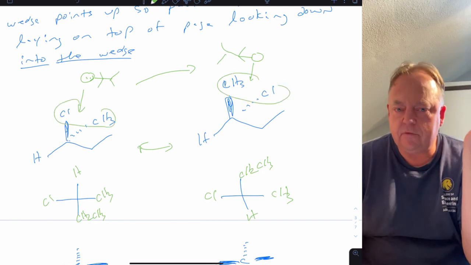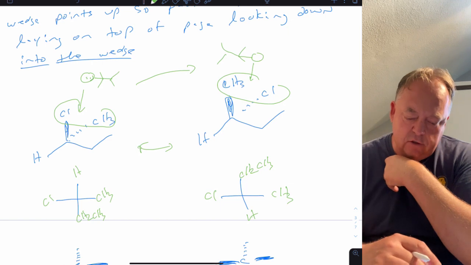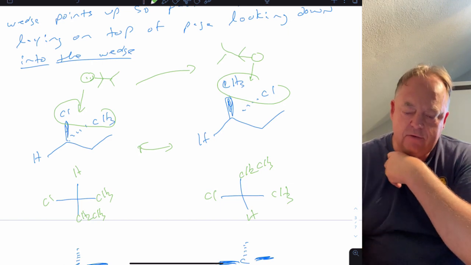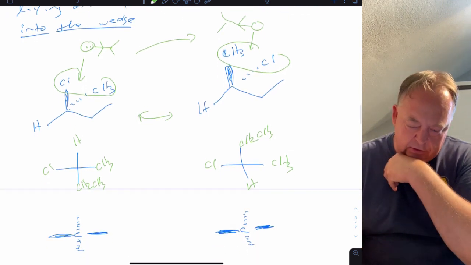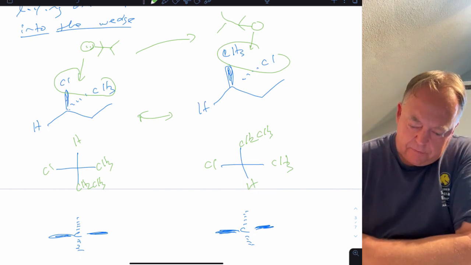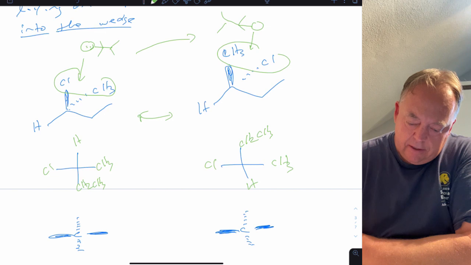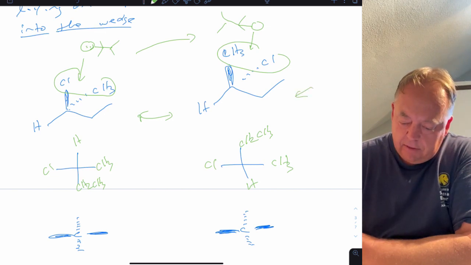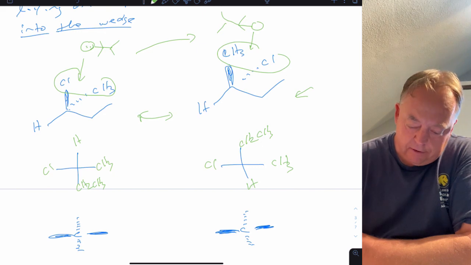So these are enantiomers of each other, right? If two things are the same and two things are different, then that's the enantiomer. So these are going to be enantiomers of each other. But yeah, looking from this perspective, ethyl's towards my head, hydrogen's towards my feet, methyl's on my right hand, and chlorine's on my left hand.